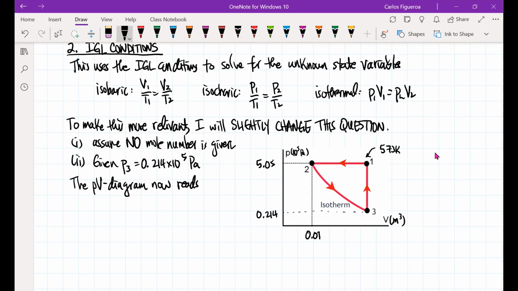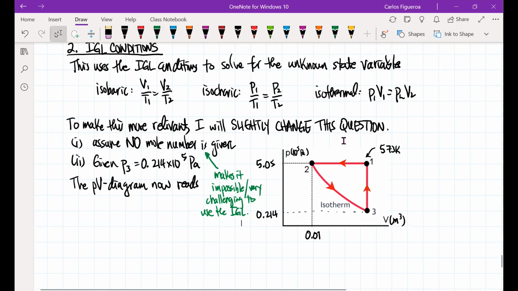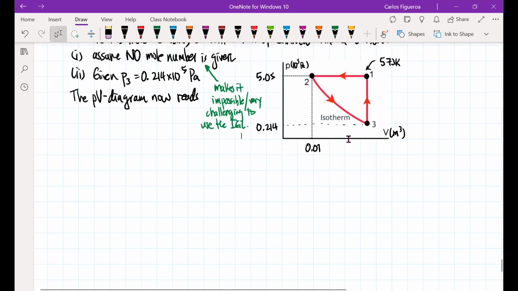Now you might say, hey, I could still use the ideal gas law. This condition here makes it impossible, or very challenging, to use the ideal gas law. So the point here is that you can't really use the ideal gas law unless you work yourself out. So what I'm going to do here is that I'm going to look at the ideal conditions.